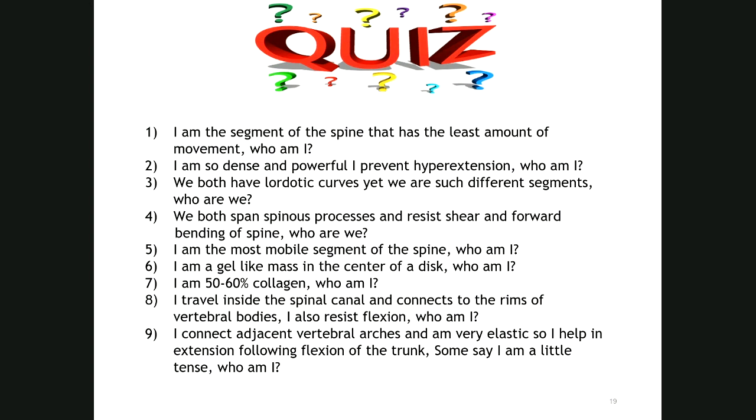All right, I'm a gel-like mass in the center of a disc. Who am I? Nucleus pulposus. Good. All right. I am 50 to 60% collagen. Who am I? Again, you don't have to know this for a test, but just as a fact, annulus fibrosus.